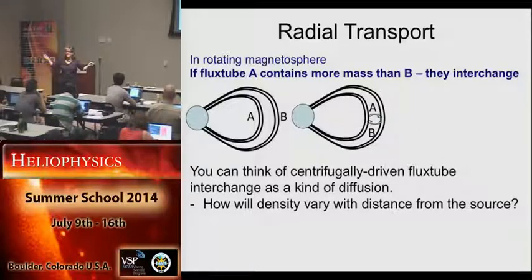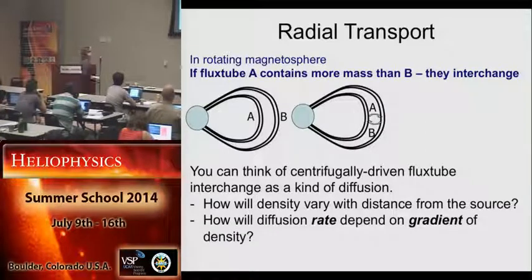Yeah. It will decrease, just qualitative here, okay? If it was moving out uniformly in a sphere, then it would be 1 over r squared, right? How will the diffusion rate depend on the gradient in density? Right? So if you have heavy concentration here, low concentration here, will you have rapid diffusion or slow diffusion? Rapid, right? So the rate of diffusion depends on the gradient of the density.